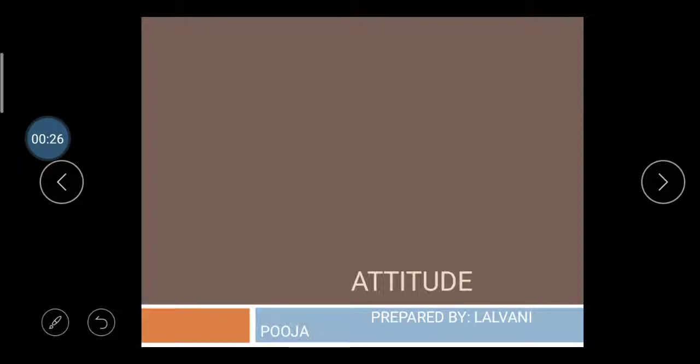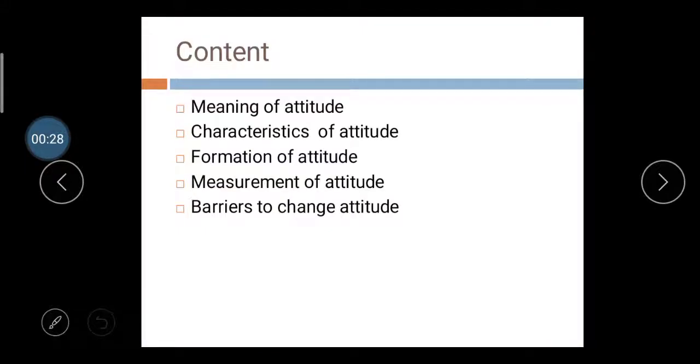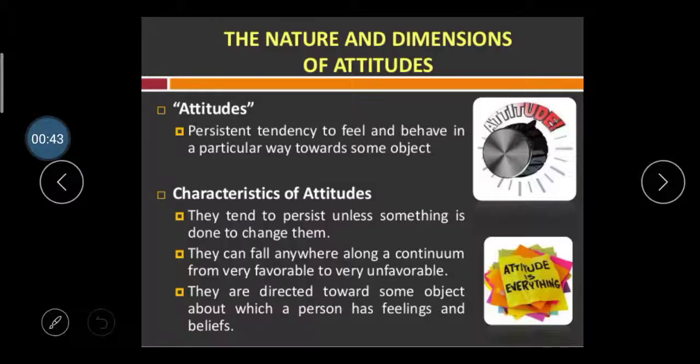So let's start. The contents regarding this attitude topic are the meaning of attitude, characteristics of attitude, formation of attitude, then the measurement of attitude and the barriers to change attitude. First, the meaning and the nature of attitude. So first, what does attitude mean? Sometimes you say that this person has a higher attitude and this person does not have attitude, right? So how does it impact the behavior of employees whenever they work in the organization?